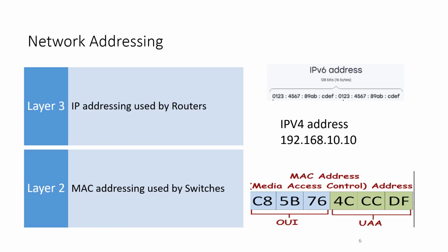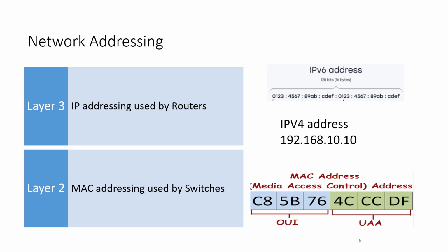So let us move on to networking addressing. Networking addressing is a critical aspect of computer networking that involves assigning unique identifiers to devices within the network, allowing them to communicate with each other. There are two main types of networking addressing, IP addressing and MAC addressing.